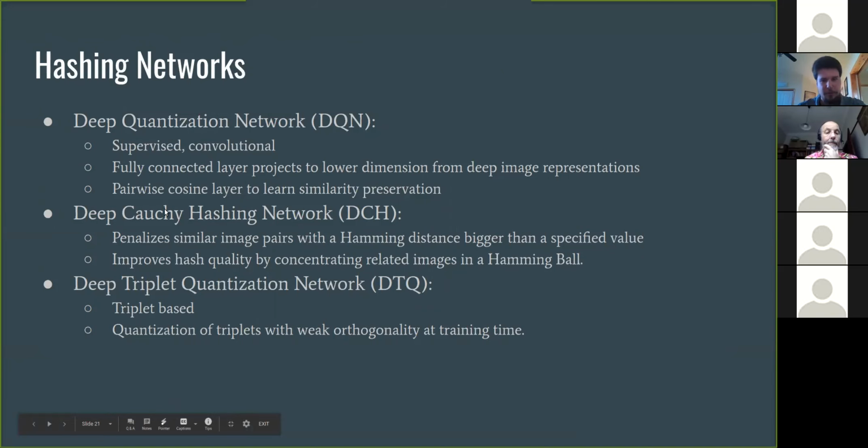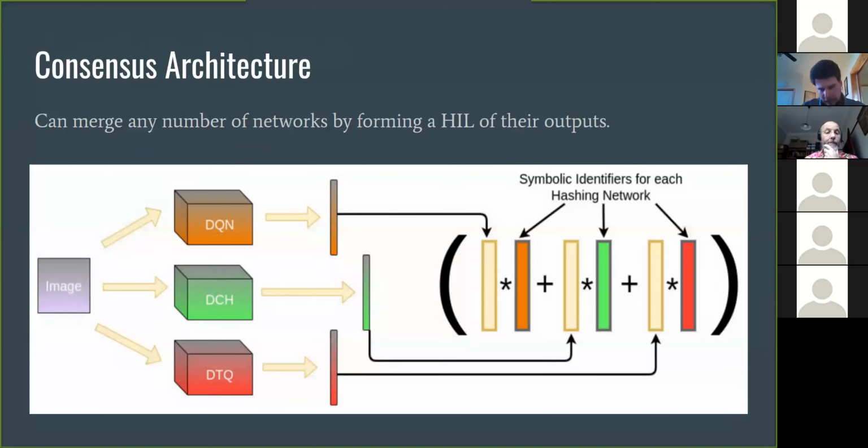This isn't so much important to the content of this talk, but the point here is that each network does something different. They don't learn the same way. They actually learn very differently. And there's 3 of them, DQN, DCH, and DTQ, that we use. If you wanted to do a consensus between them all on what the correct output class should be, we simply made another hyperdimensional inference layer of just the 3 classes. And that's very cheap to do.